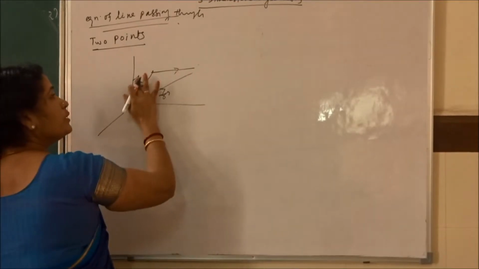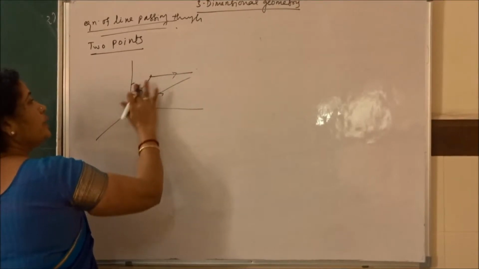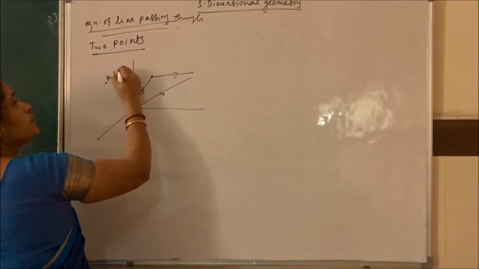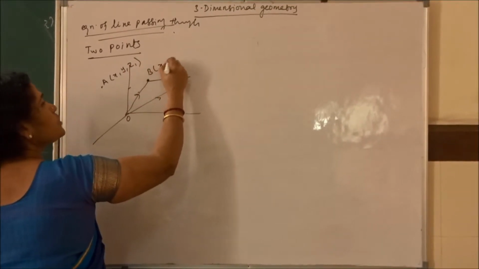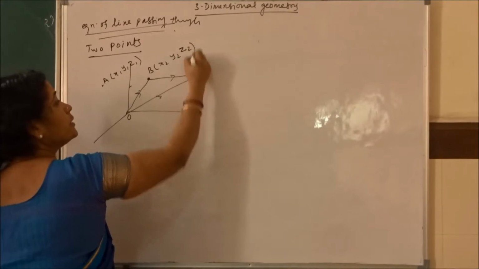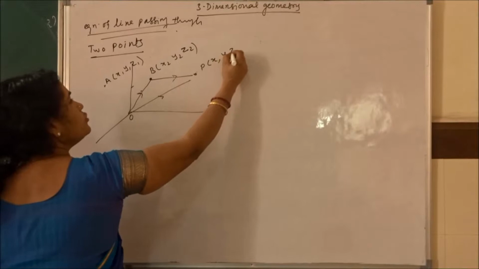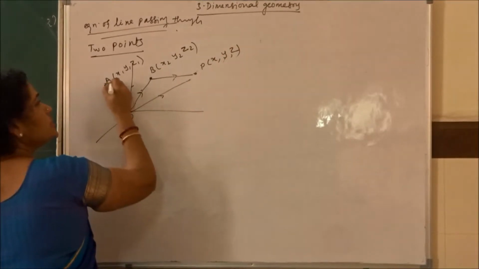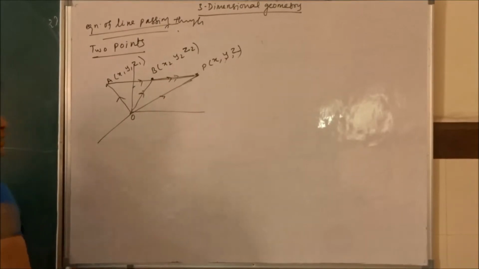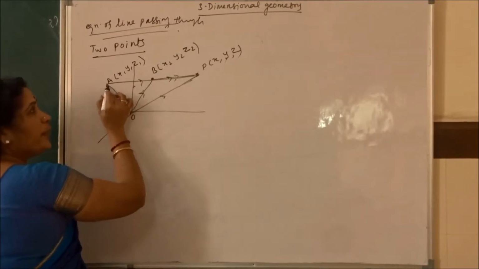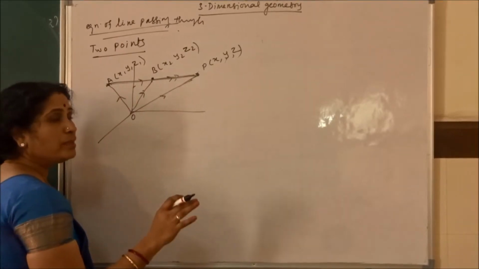Now see, there are 2 points here. Let me take this as point A, (x1, y1, z1), and I am taking this as point B, (x2, y2, z2). You take these 2 points, and this is an arbitrary point I am taking, that is (x, y, z). Now join everything, like this. Clear? From this diagram, I am finding the equation of this line passing through 2 points. One and the same thing.